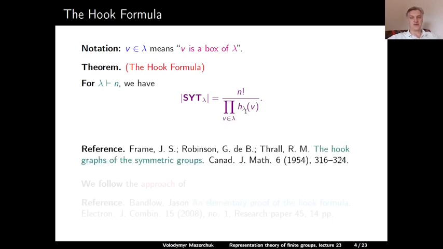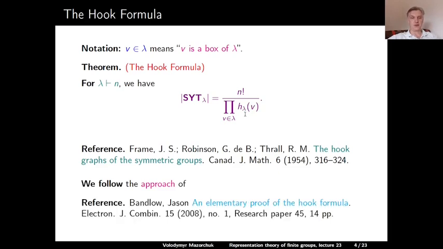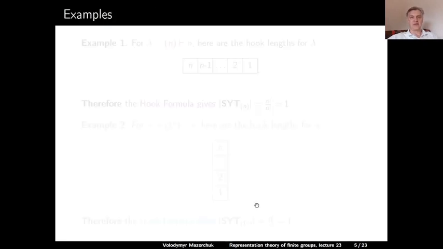This theorem was originally proved in the paper The Hook Graphs of the Symmetric Groups by Frame, Robinson, and Thrall in 1954. However, today we will present a beautiful elementary proof of this formula, which is fairly recent. It's from 2008. It is due to Jason Bandlow, and it is taken from his paper An Elementary Proof of the Hook Formula. So before we go to the proof of the theorem, let us first look at some examples to see that it works.